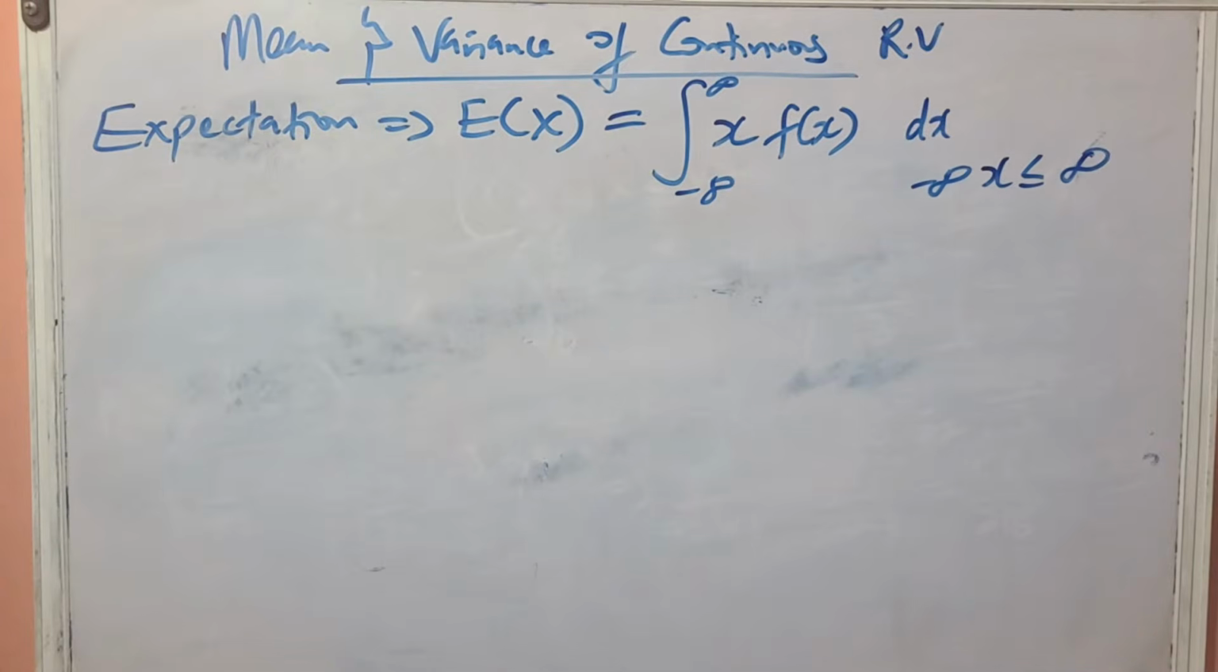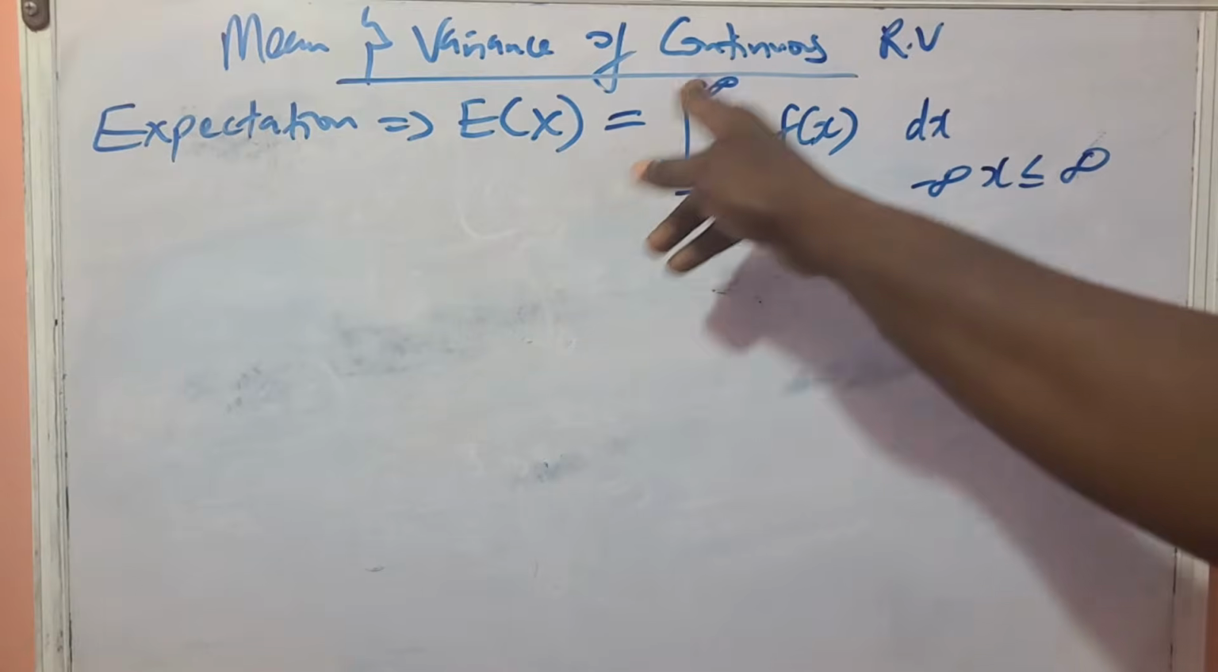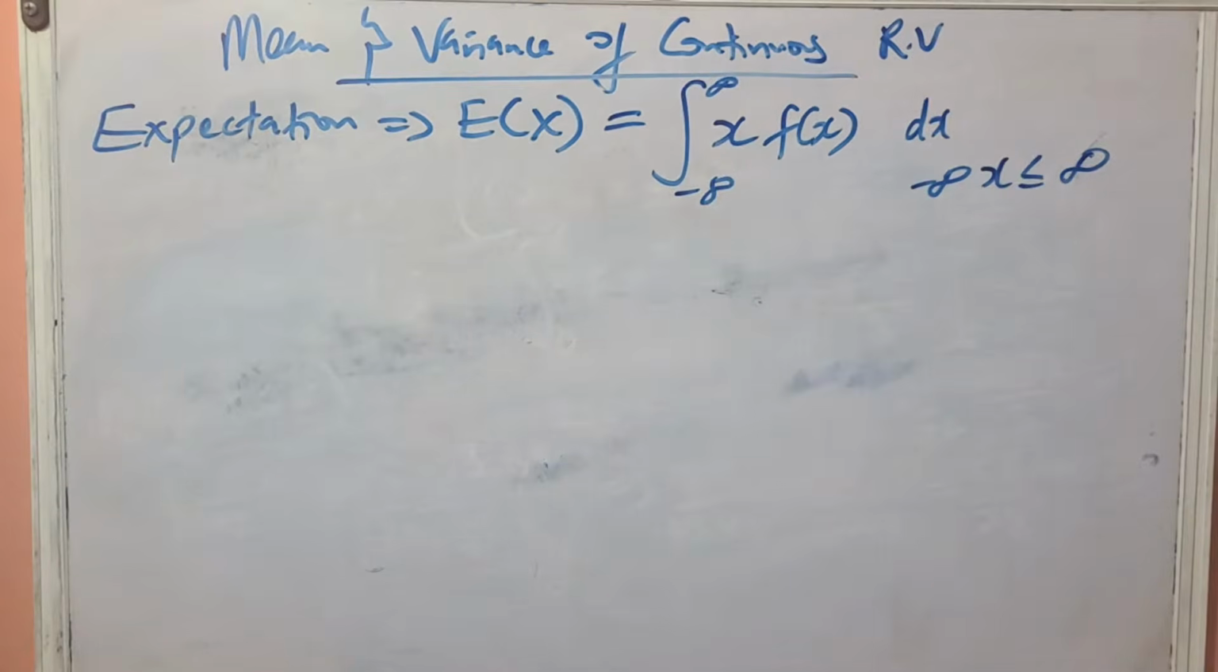All right. Now, this is how you find expectations. Under discrete, you find expectation by doing it. The difference is just that you'll be having summation under discrete. Under continuous, you'll be dealing with integration.